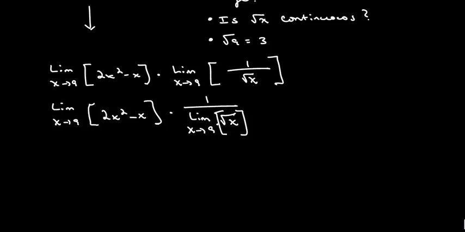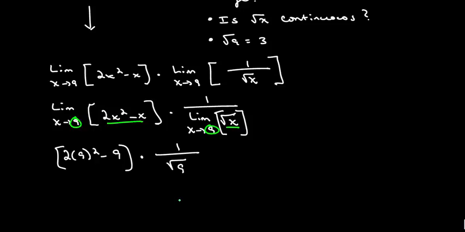Okay, and then our next step would be to go ahead and evaluate, since this guy and this guy are both continuous functions, the limit of the function is the function evaluated at the limit. So this is going to be 2 times 9 squared minus 9 times 1 over the square root of 9. I can do that because this guy and this guy are both continuous here and here. That's the important part. Okay, don't bypass all of these subtleties that I'm talking about here, because if you do, you'll get yourself in trouble later.